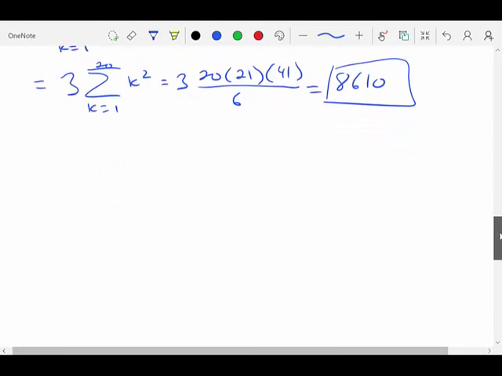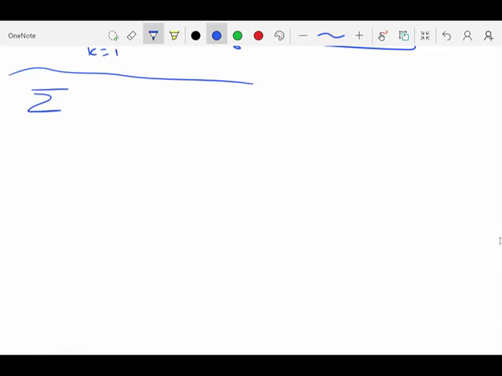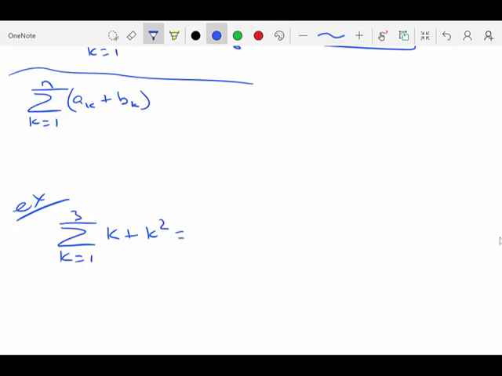One last thing that we can take advantage of on sums, and I'll call this the last formula, is that if I have a sum as k goes from 1 up to n of a sub k plus b sub k. And what I mean, for example, is let's say that I had the sum as k goes from 1 up to 3 of k plus k squared. Well, let's just write that out. There's not too many terms. When k is equal to 1, it would be 1 plus 1 squared. And when k is equal to 2, it would be 2 plus 2 squared. And when k is equal to 3, it would be 3 plus 3 squared.